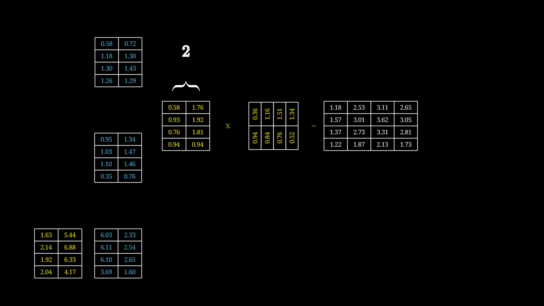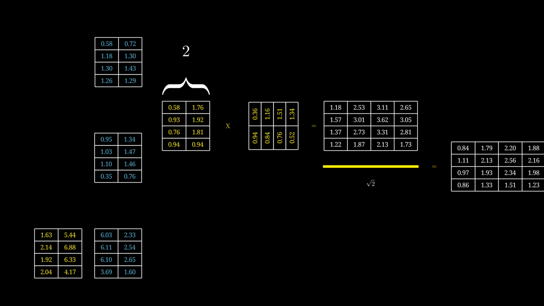Then we scale these scores by head size. Our head size is 2, so we divide by 2. This keeps the values from getting too large.